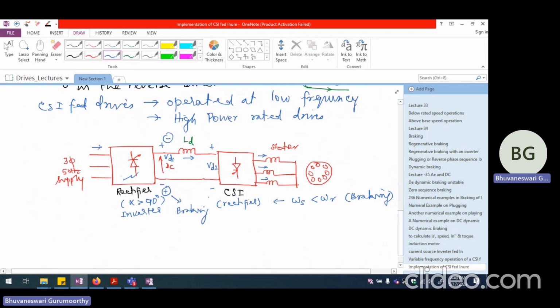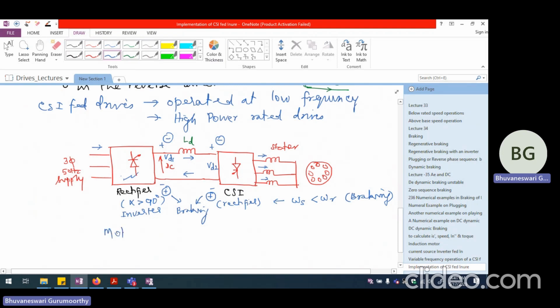And this would also have changed its polarity. This would be plus and this would be minus, again during braking mode. Previously, the current was flowing in this direction. Even now, the current will flow in this direction only. Only thing is, during motoring from left side, it was flowing to the right side.